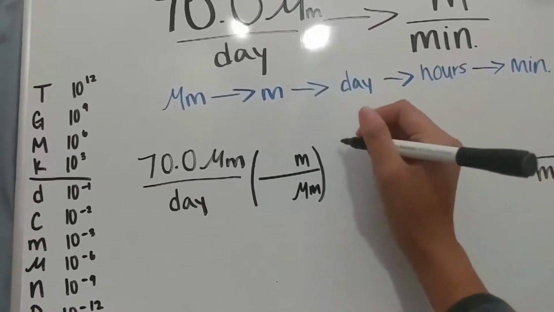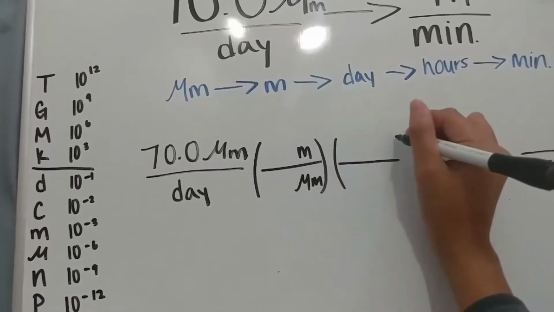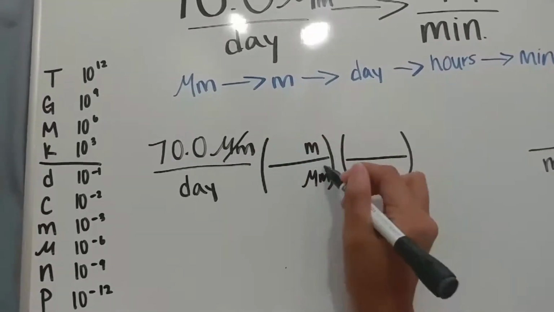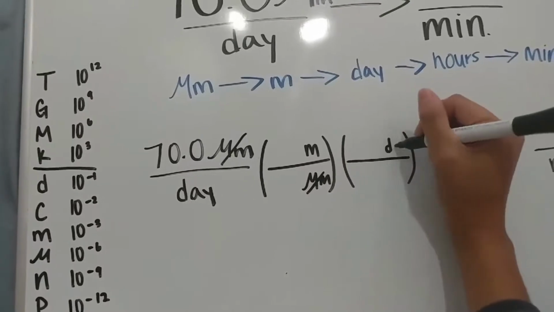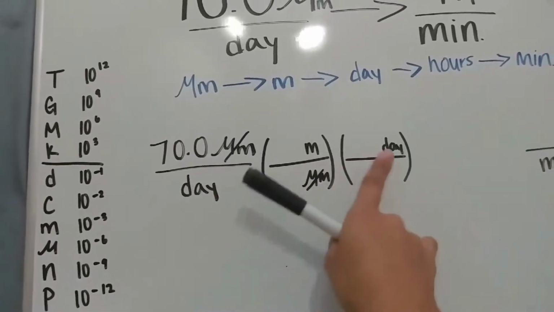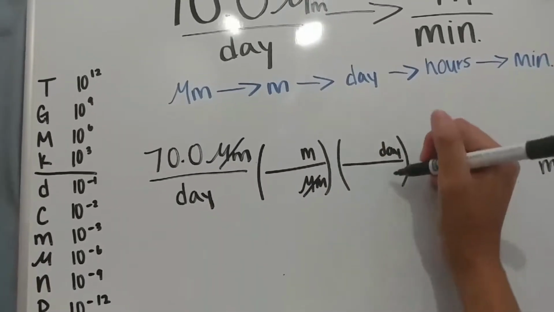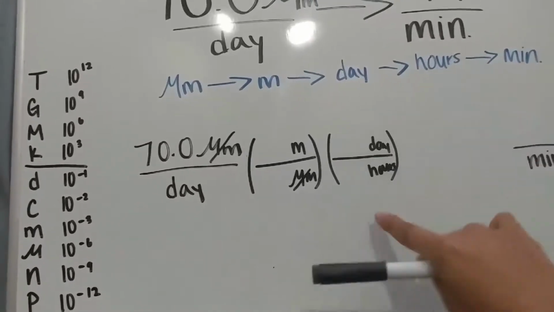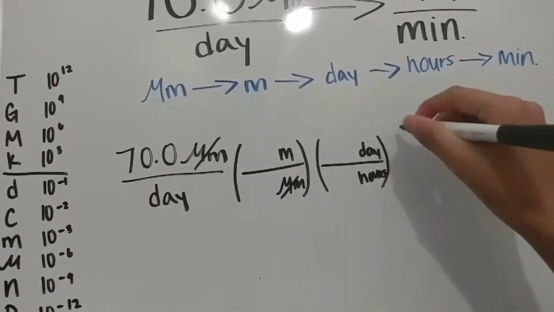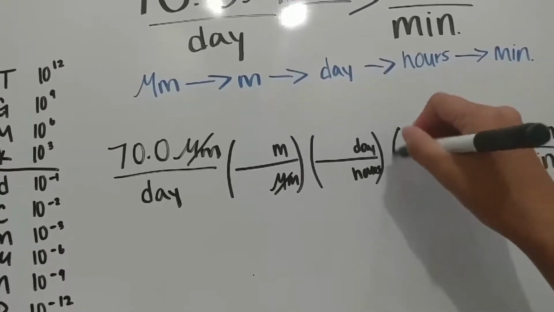Next, we would do the conversion factors for days. So this is already crossed out. And then we have meters over day now. So day needs to be in the numerator because they have to cancel. And then we would convert that to hours. We have hours right here. Next, we would convert hours to minutes.